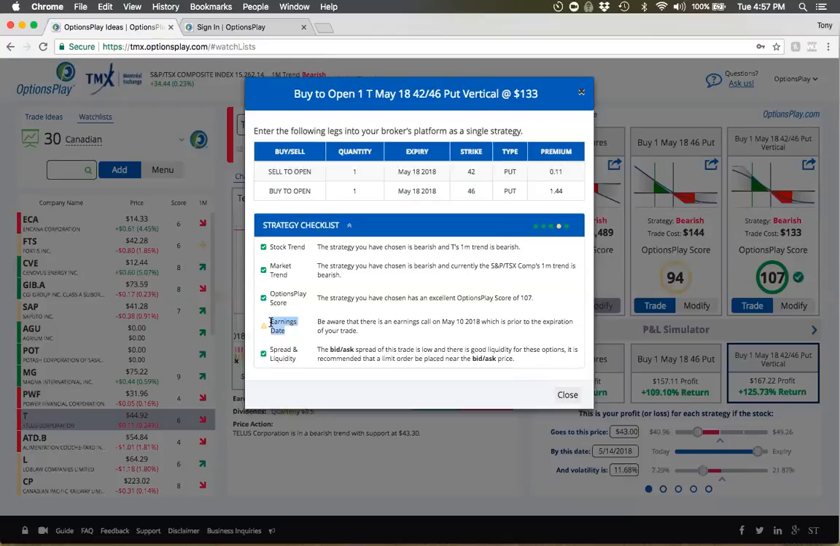You can trade earnings. There's nothing wrong with trading earnings. It's just making sure that you're aware of it before you place a trade and that you don't get surprised after you get into a trade and then realize there's earnings before now and expiration.